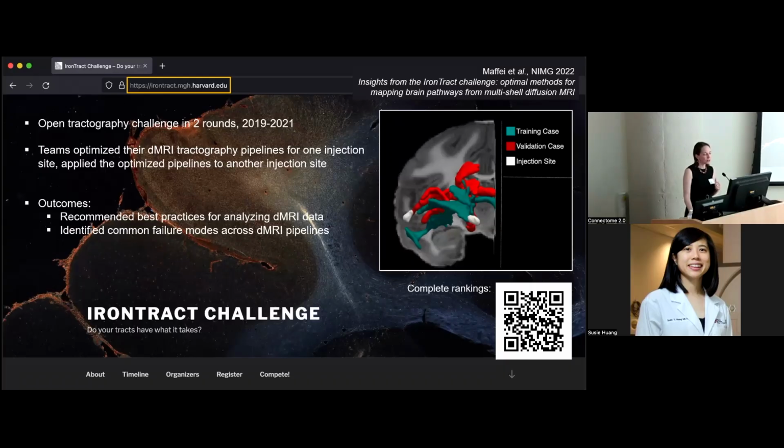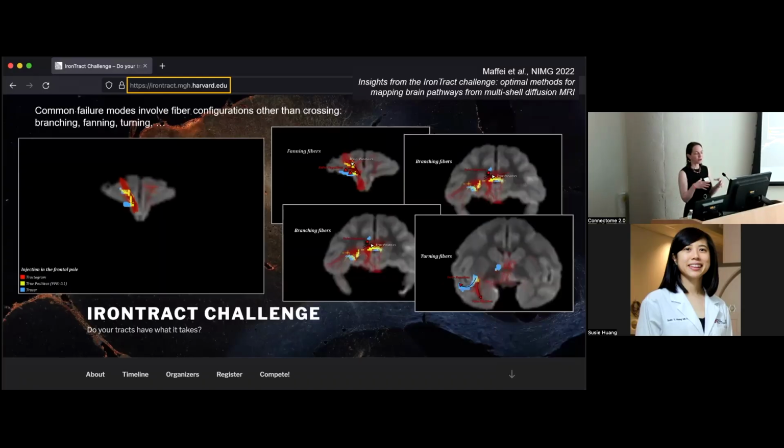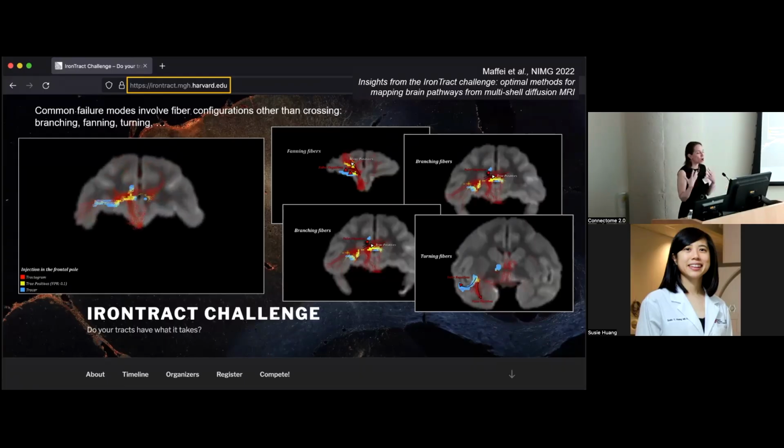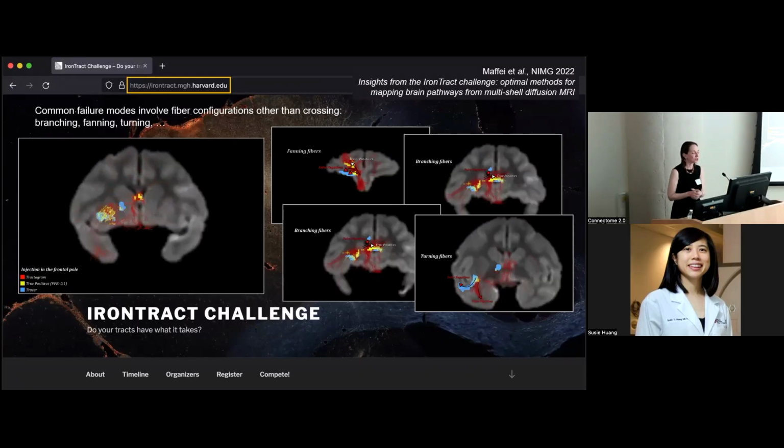And so it turns out that these common failure modes have to do with fiber architectures that are not crossings. So the community has been very focused on resolving crossing fibers, and this is often talked about as sort of solving all the errors of tractography.